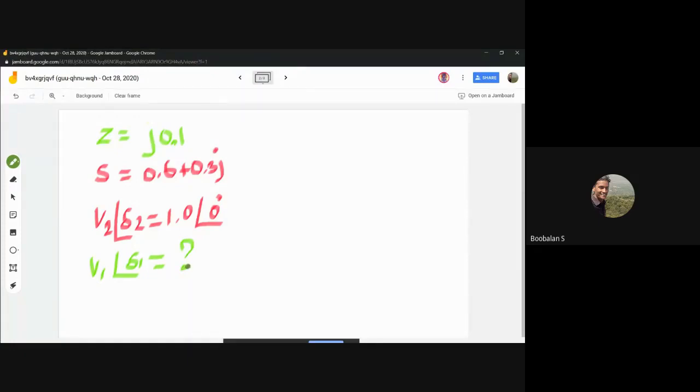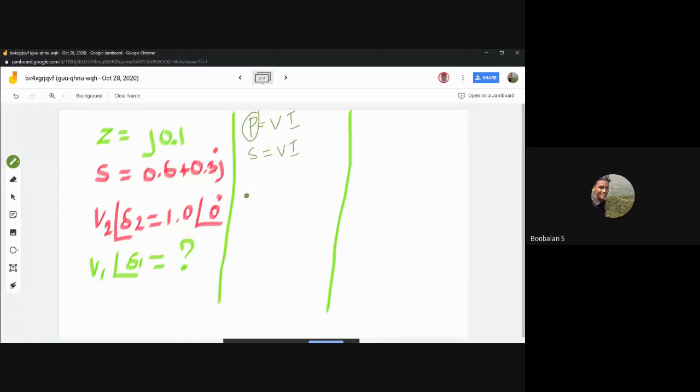So there is a clue. These are the clues, and I'm going to use the clue. So what is the clue? It will be very easy. It's a simple power calculation, P equal to V into I. Now we're talking about apparent power, so S equal to V into I, right? So we are able to calculate I over here.